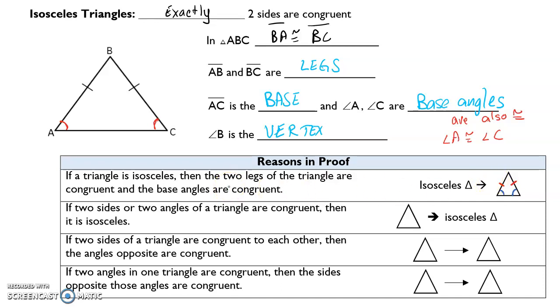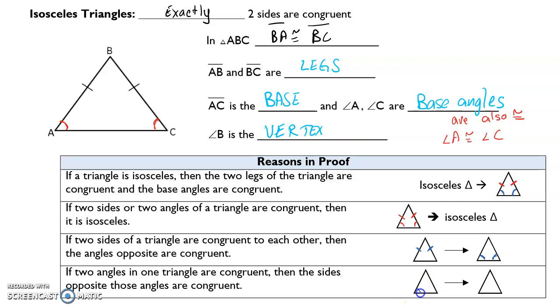If two sides or two angles of a triangle are congruent, then it is isosceles. So if we show that two sides are congruent or that two angles are congruent, we can conclude that it is isosceles. So that's going beyond CPCTC. And then if two sides of a triangle are congruent to each other, then the angles opposite those are congruent. So this is using our isosceles triangle properties. If I know in my hypothesis that two sides are congruent, I can conclude that the base angles are congruent.